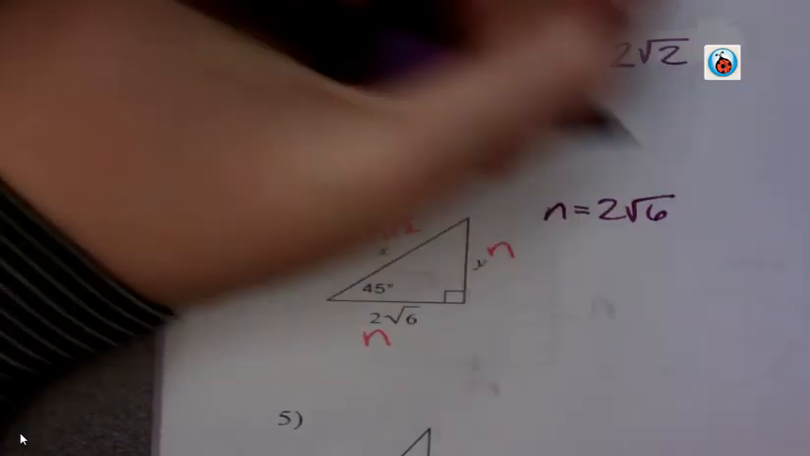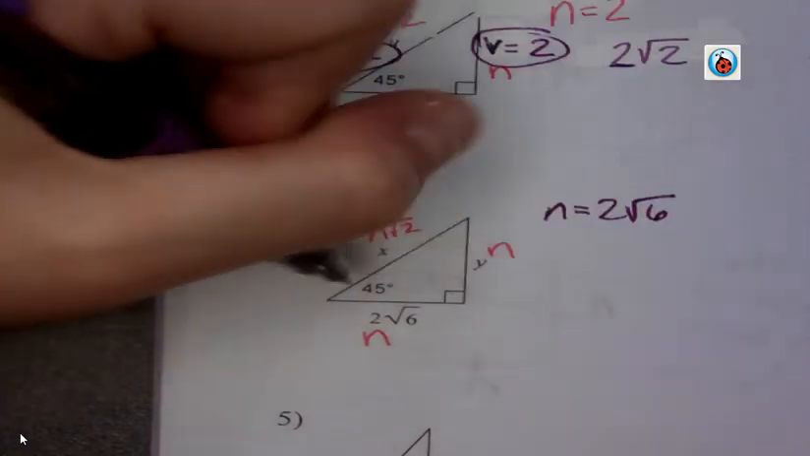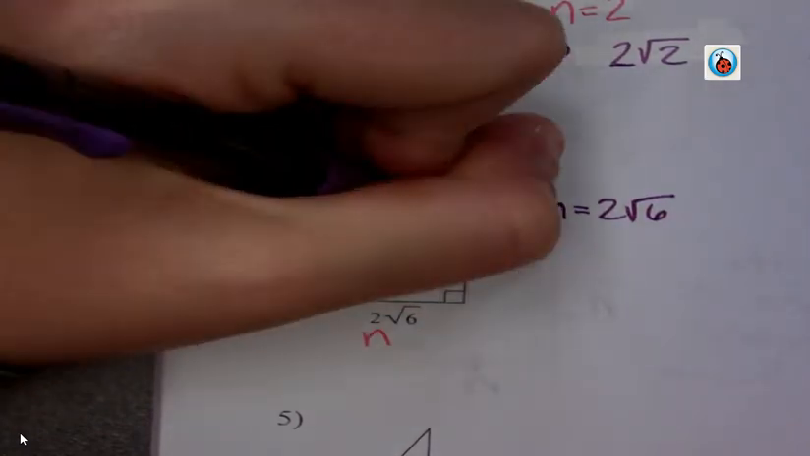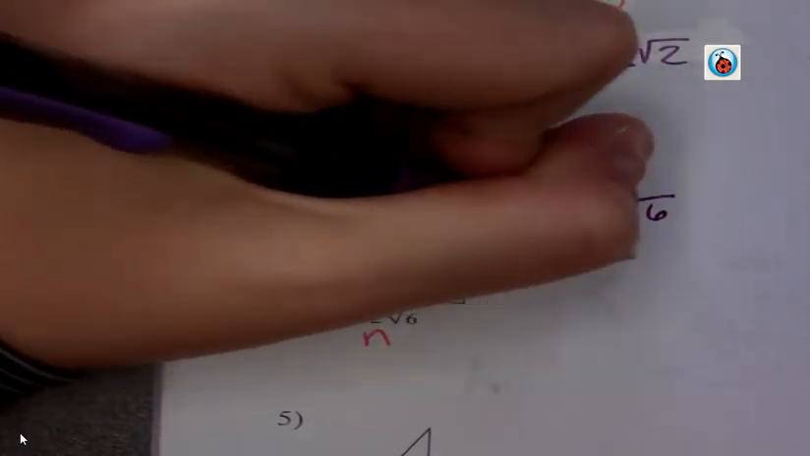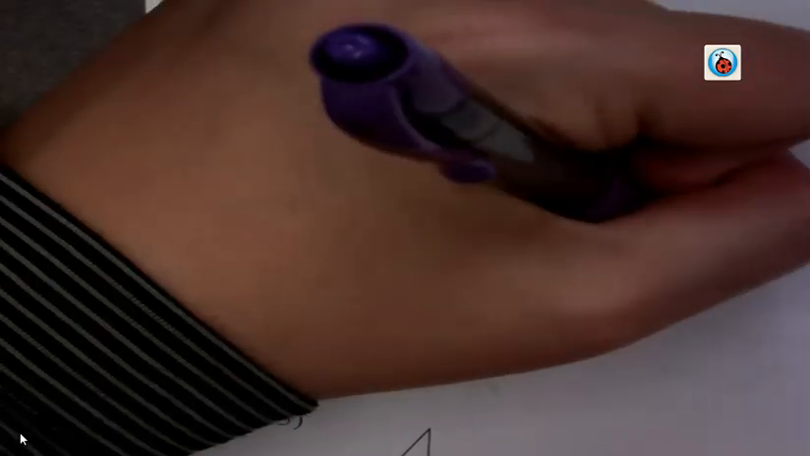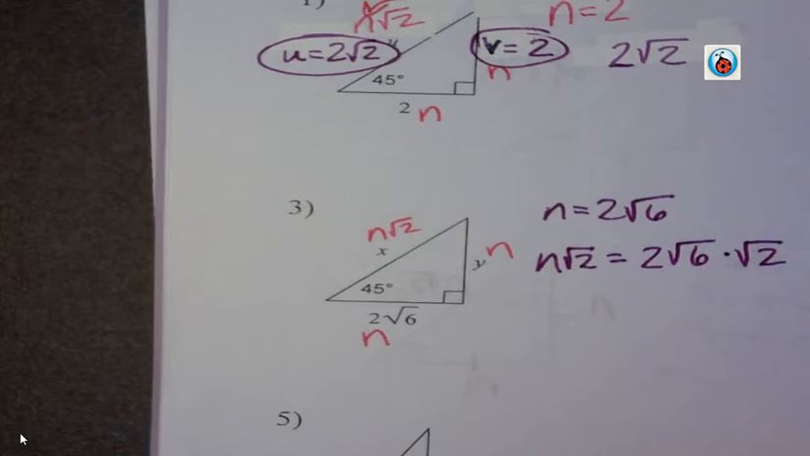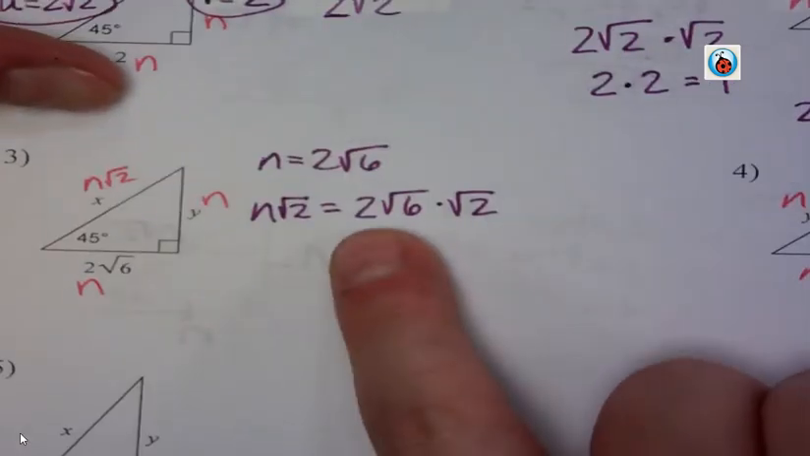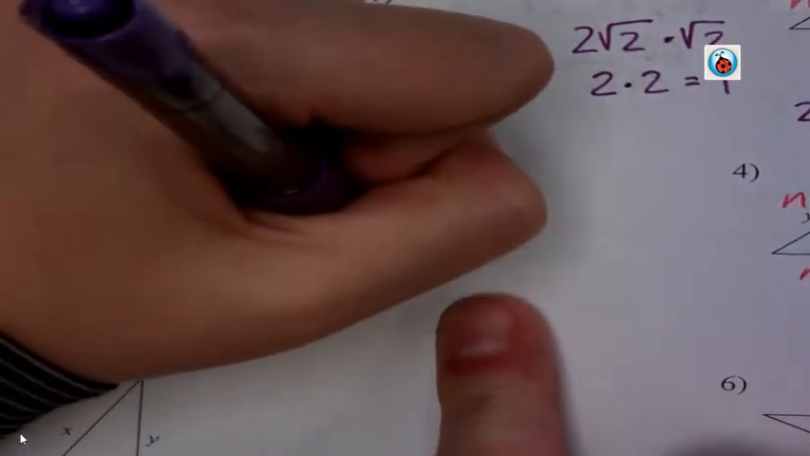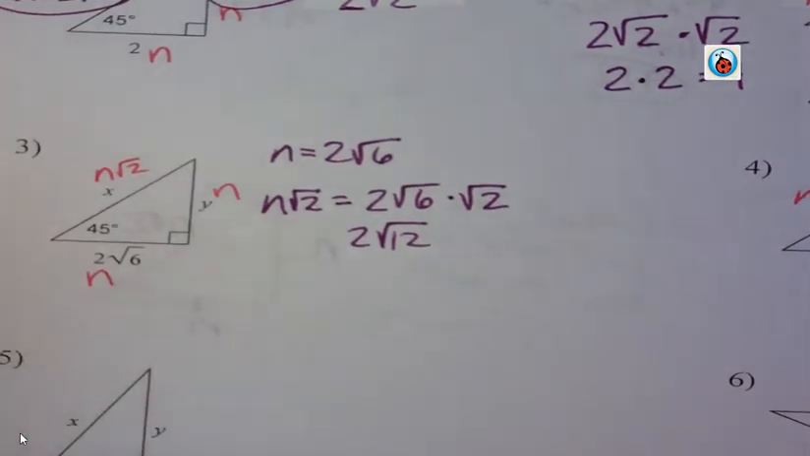Moving on, we've got 2 root 6 is what n equals. Okay? And we want to multiply this by the square root of 2. So if we want n root 2, you have to take 2 root 6 and multiply it by the square root of 2. And then remember, you cannot touch that 2, but you can multiply these together because they're both under the square root. Now you're not done.